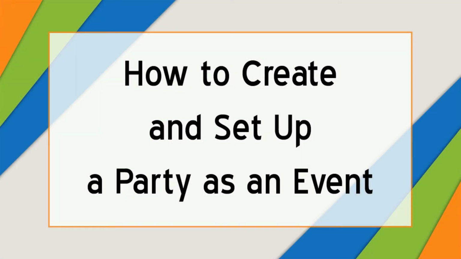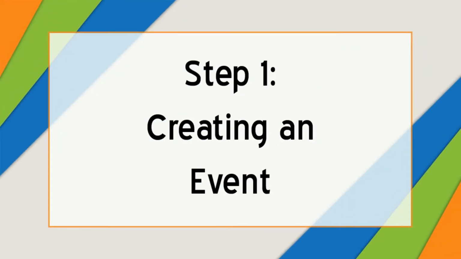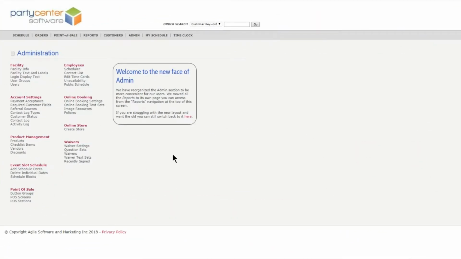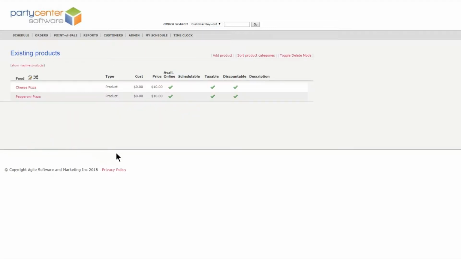This video will cover how to create and set up a party as an event. Step 1 will be creating an event. Begin on the admin page. Look for the section labeled Product Management and click on Products. Click on Add Product.